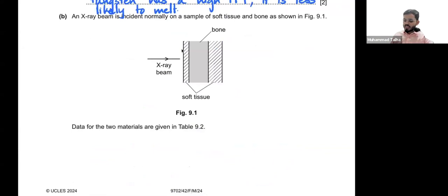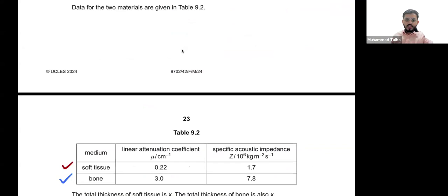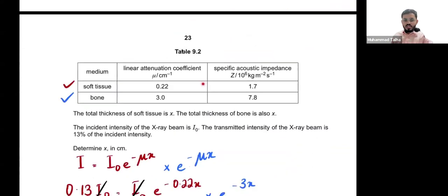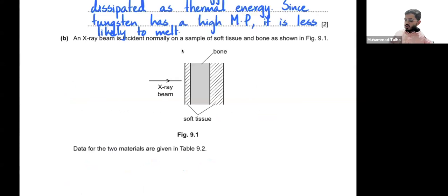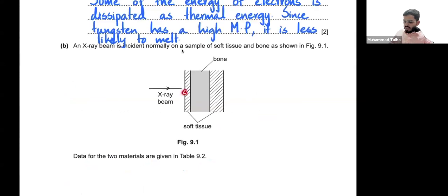An X-ray beam is incident normally on a sample of soft tissue and bone as shown in 9.1. Data for the two materials are given in 9.2. So you have the mu values as well as the Z values given for both of these media. Total thickness of soft tissue is X. Total thickness of bone is also X. So this and this also combine to give you X, and this alone is also X. This is what the question means.